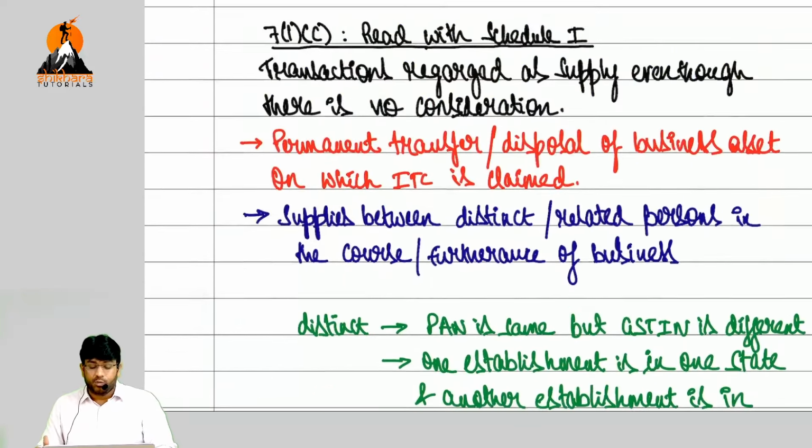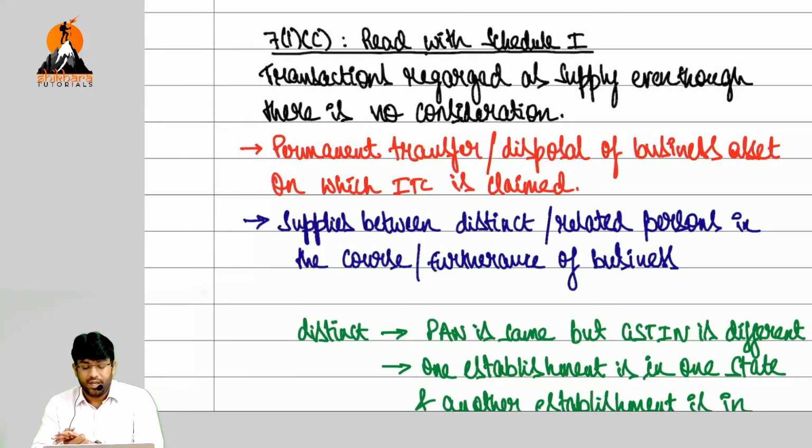Come on friends. What is section 7(1)(c) read with schedule 1? Transactions regarded as supply even though there is no consideration. What is the first point? Permanent transfer or disposal of business asset on which ITC is claimed. Second, supply between distinct or related persons in the course or furtherance of business. That's it. We still have 2 more points, my dear friends. That will cover up in the next lesson. Next session will cover the balance.